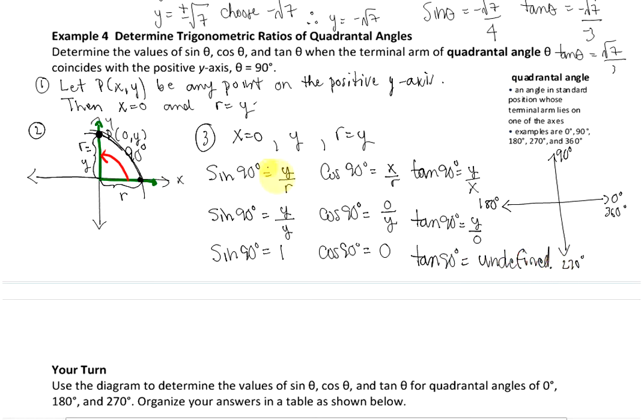Okay, so these are your trig ratios for 90 degrees. Sine of 90 is 1, cos of 90 is 0, tan of 90 is undefined. So that will end example 4.